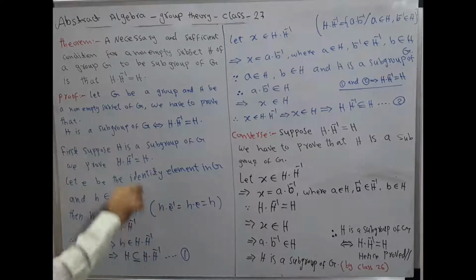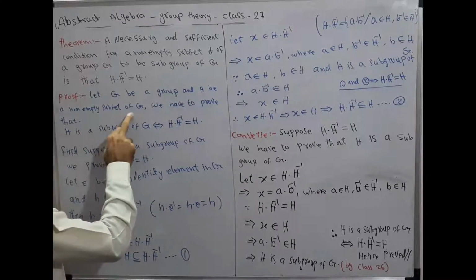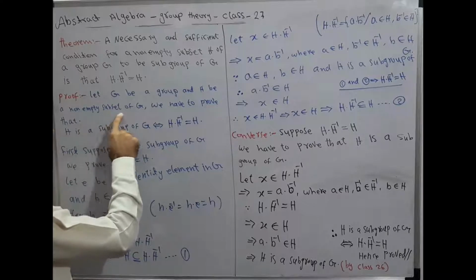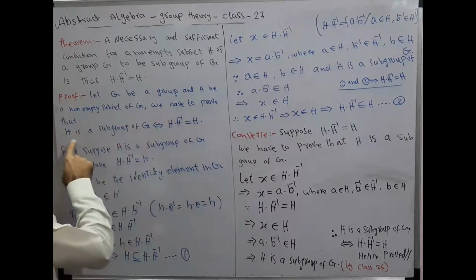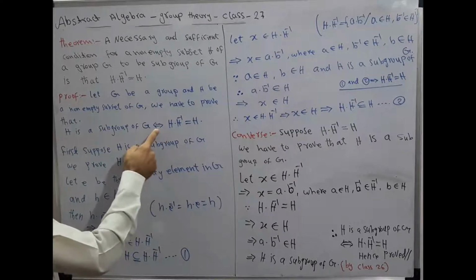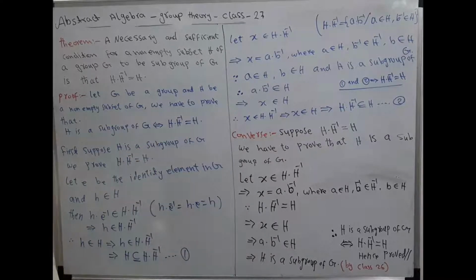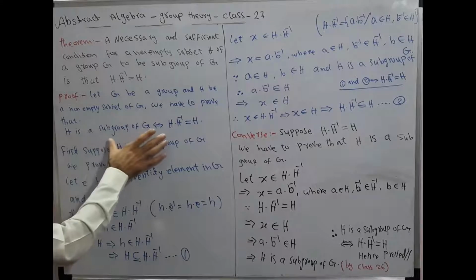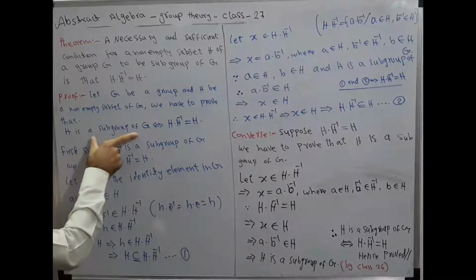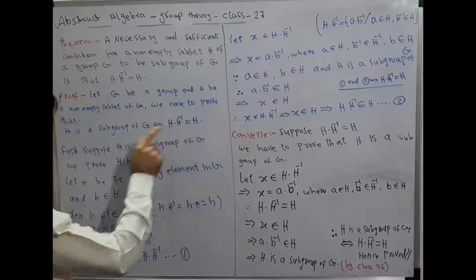Let's analyze the theorem. Let G be a group and H be a non-empty subset of G. We have to prove that H is a subgroup of G if and only if H into H inverse equals H. We want to prove this statement. First, suppose that the left hand side is true. Then we prove the right hand side.